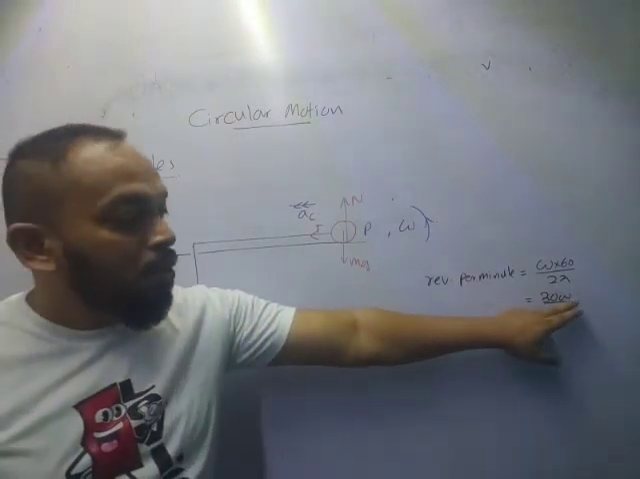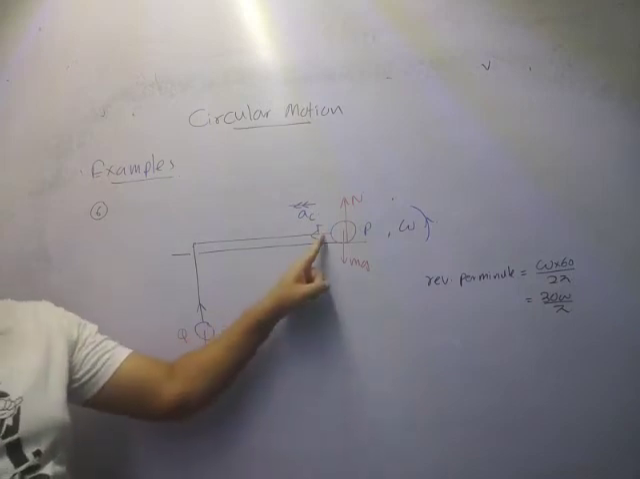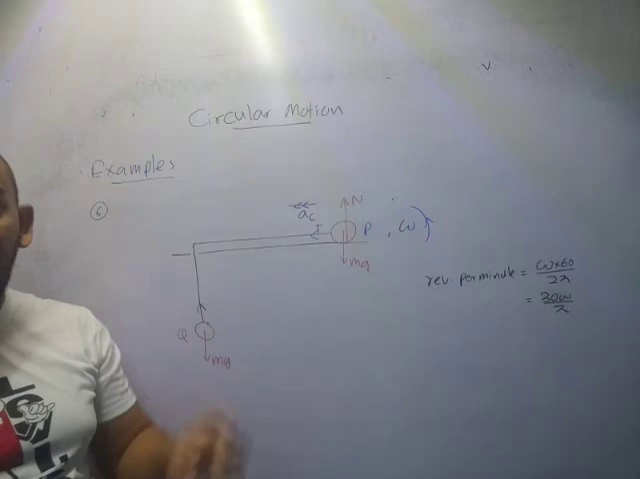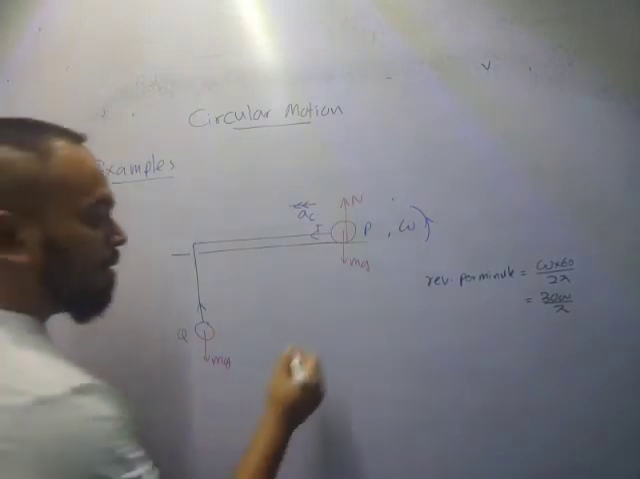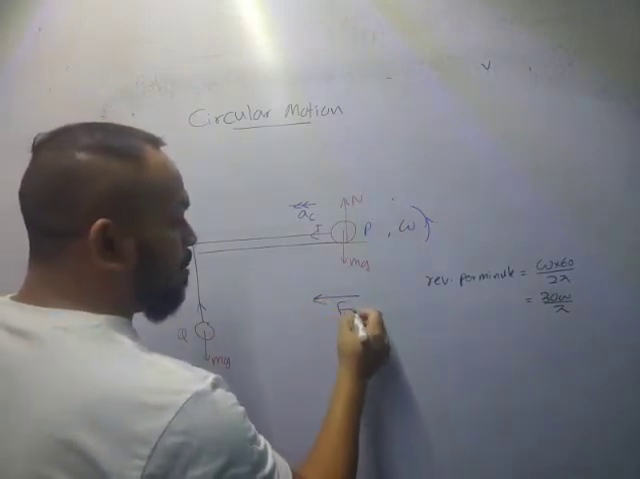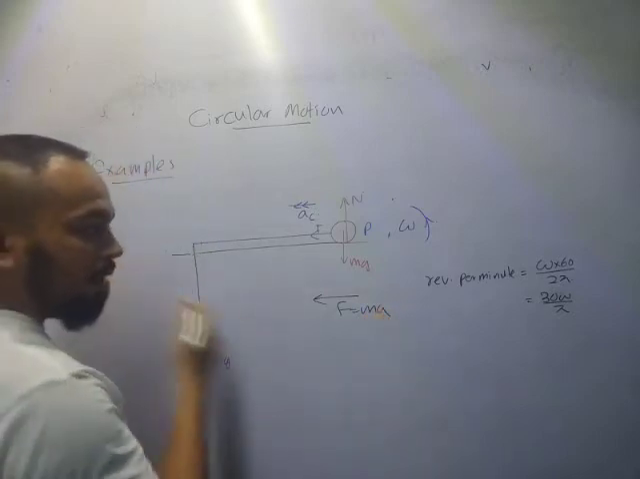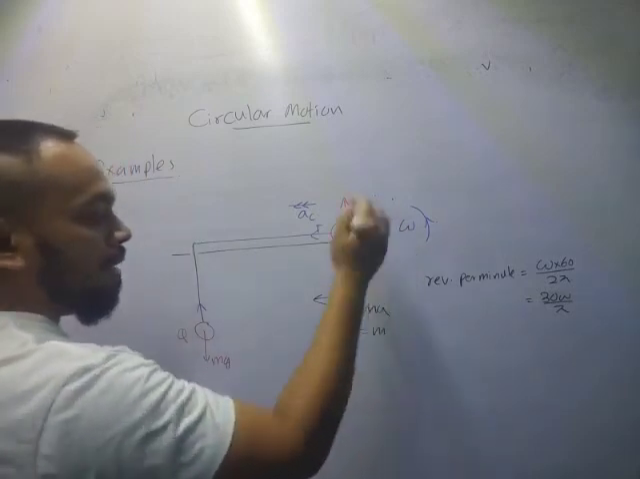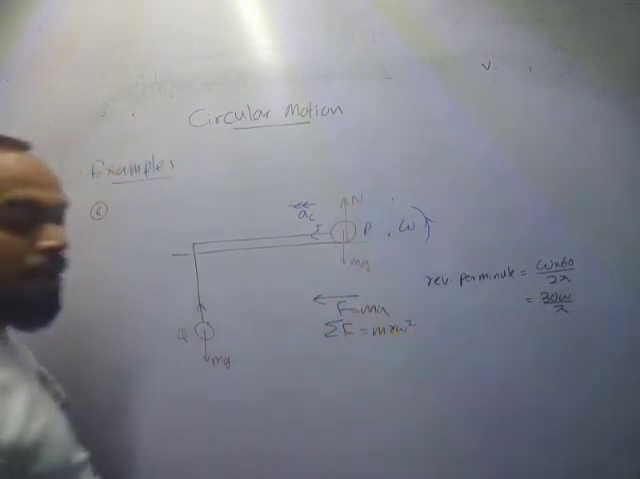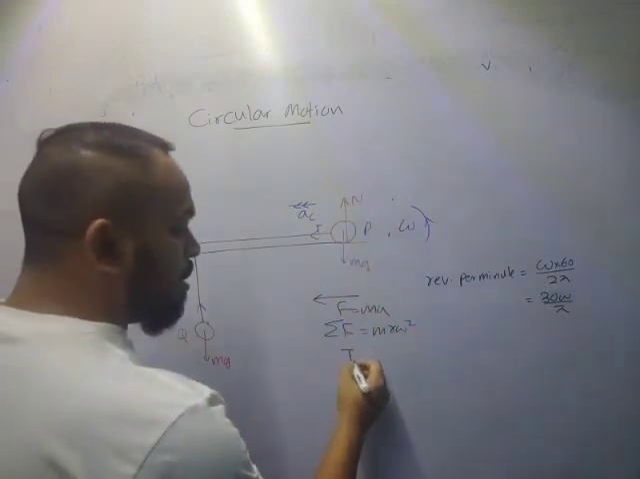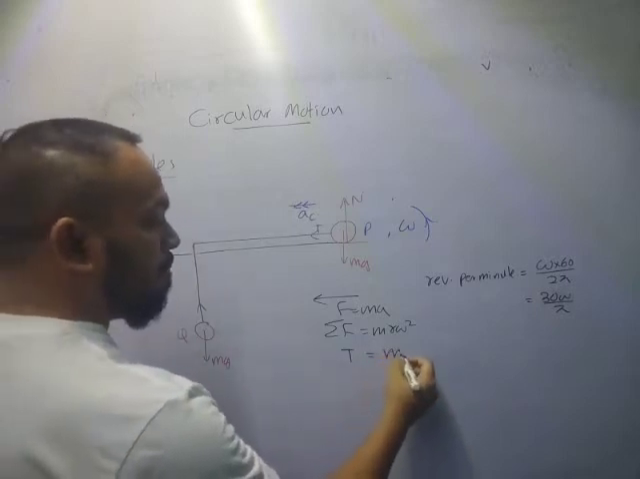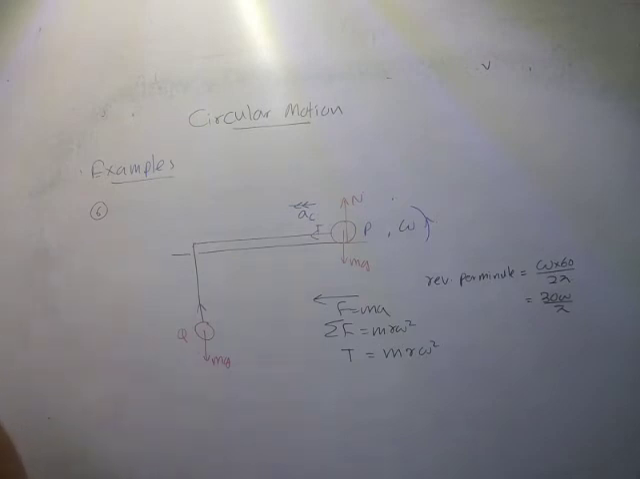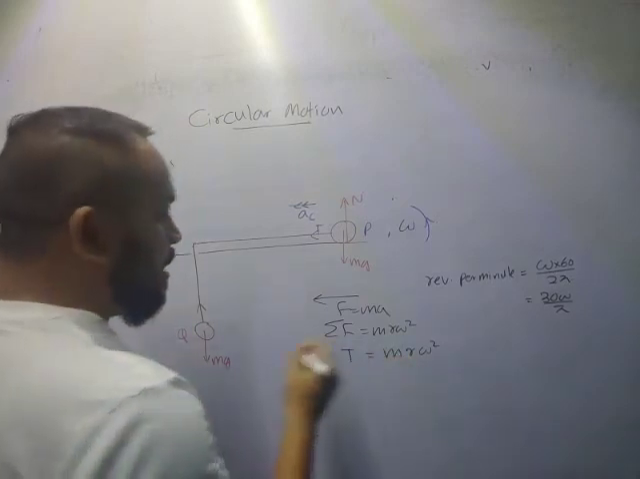To find omega, you need to find the tension. Okay, so let's do that. In this direction, F equals MA, right? So sigma F, all the components, M times R omega square, right? So we have tension equal to M R omega square, where R is the radius. Then the tension.